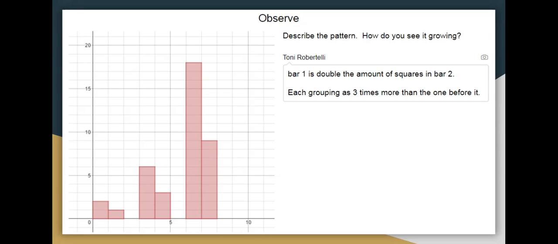All right. So again, it's however you want to look at it. But bar 1 is double the amount of bar 2. That's one way. Or each grouping ends up being 3 times more than the one before. I went from 3 to 9. I'm going to have 27 in the next one. Okay.